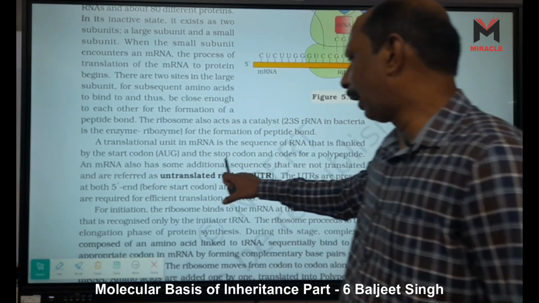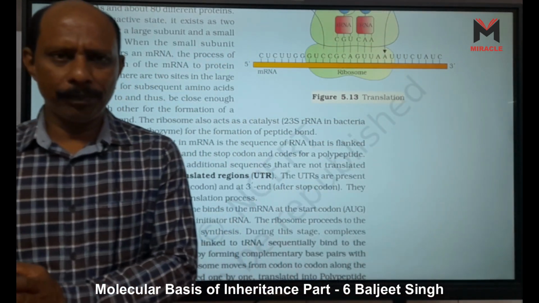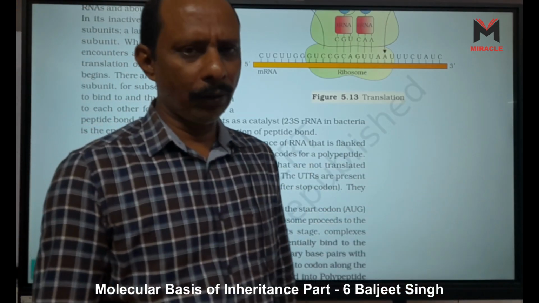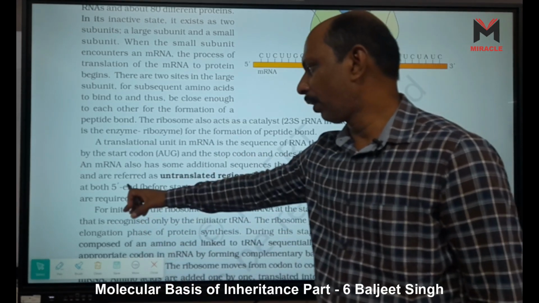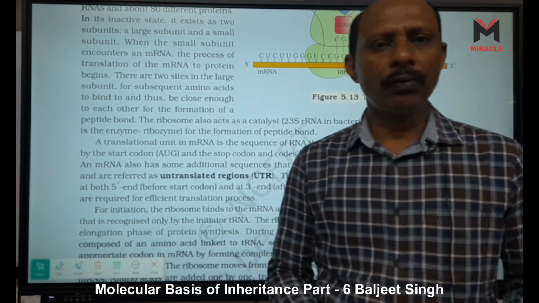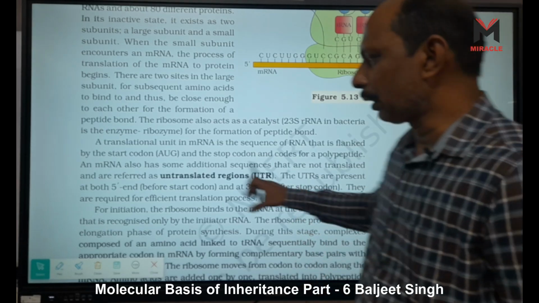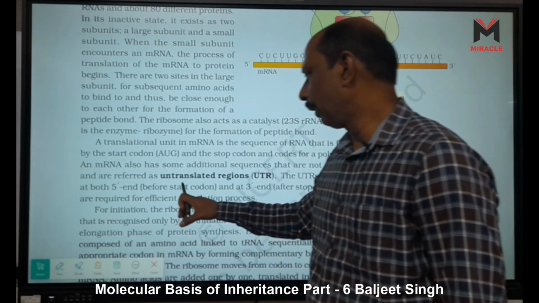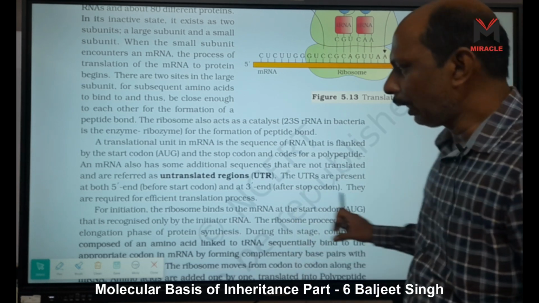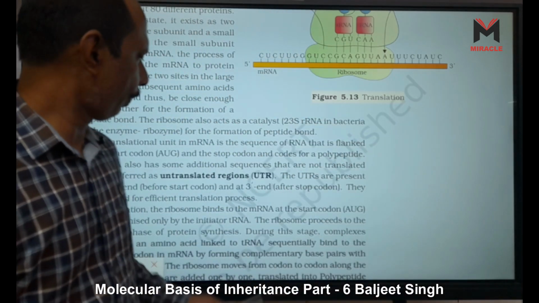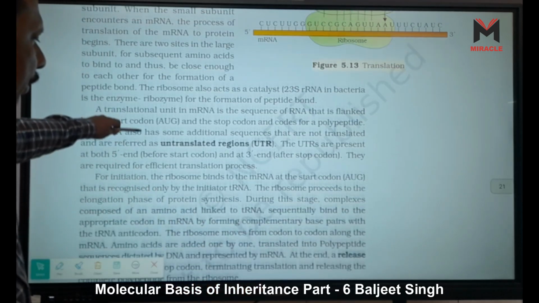And mRNA also has some additional sequences that are not translated. They are present before the 5' end, that is the initiation codon, and after the terminating codon, that is at the 3' end. Because they are not involved in translation, they are referred to as untranslated regions, or in short, UTRs. UTR means untranslated region. The UTRs are present at both the 5' end before the start codon, and the 3' end after the terminating or stop codon. They cannot be translated, but they are required for the efficient translation process.